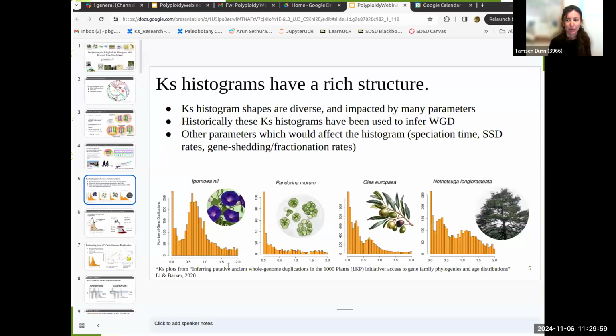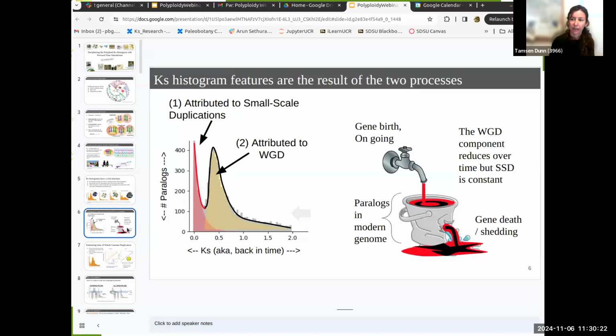While that's a problem if we're trying to use these histograms in isolation to figure out when whole genome duplication occurred, maybe we can turn the problem into a solution. Oh no, these histograms are messy, but why are they messy? What can the complications and the information in these histograms actually tell us about the history of these lineages?